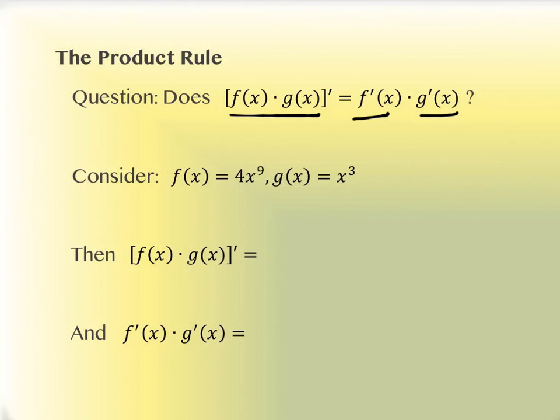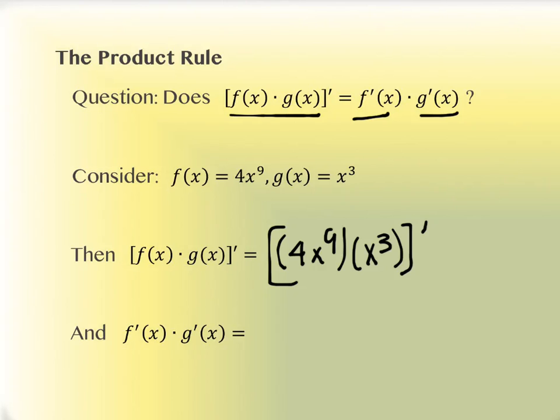We're going to see if this works, and we're going to use pretty simple functions to do it. The f of x that I'm defining is 4x to the 9th, and g of x is x cubed. We're going to work out both sides of this equation with the question mark on it and see if it actually works out to be true. On the first half, I take the two functions inside and multiply them: 4x to the 9th times x cubed.